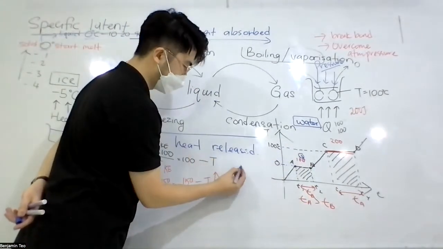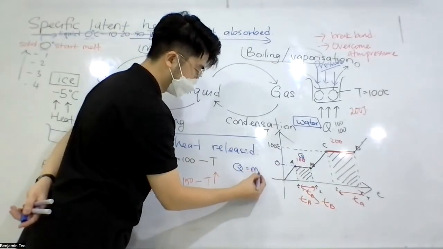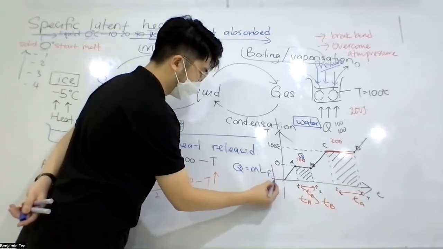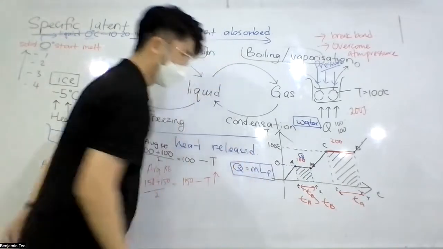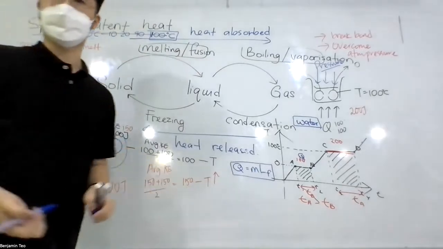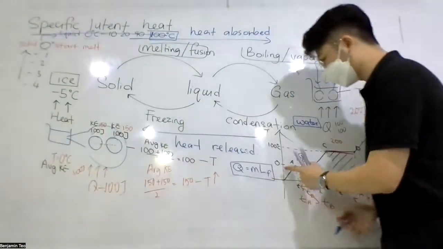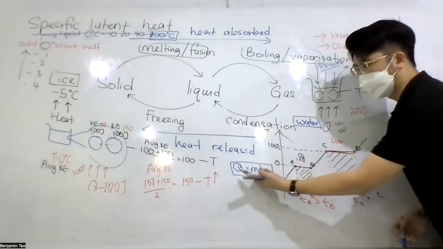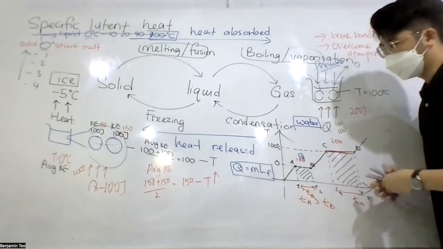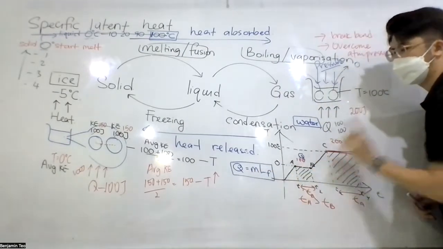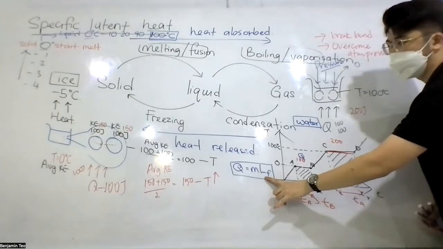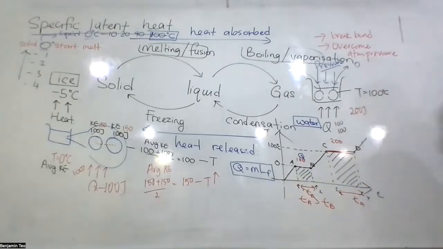就是我的一半。How do you calculate this one? Q equals to MLF. Already learned, right? At school? Yes. How do you calculate the heat absorbed over here from A to B? Q = mLF. What is the mass of the ice that you're heating? And LF is what? Latent heat of fusion of ice.